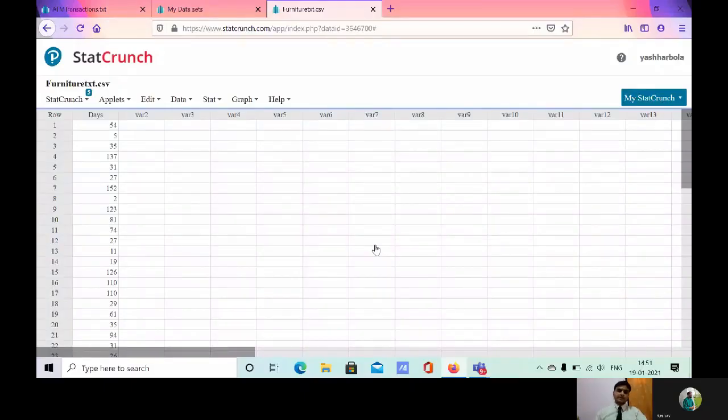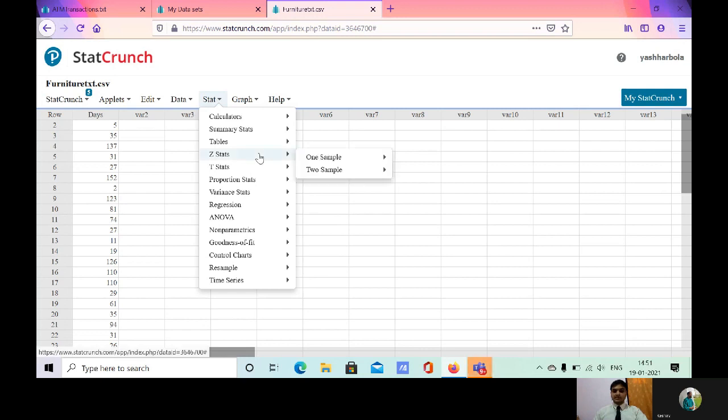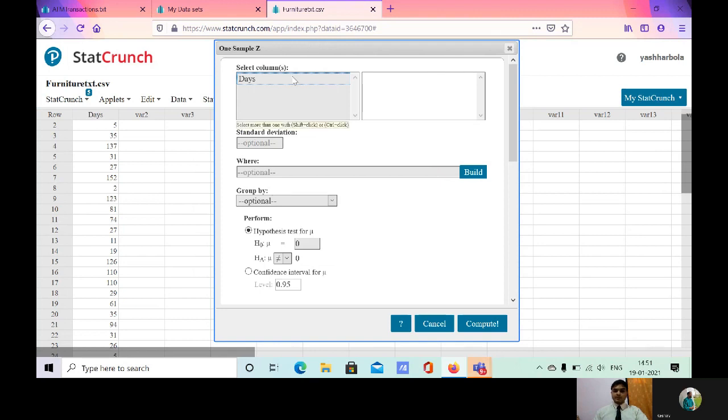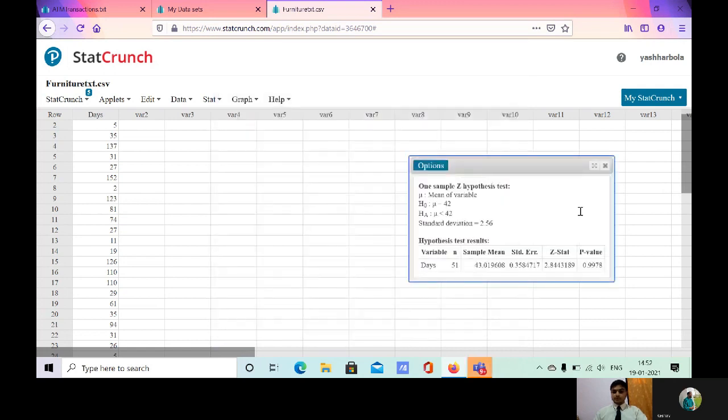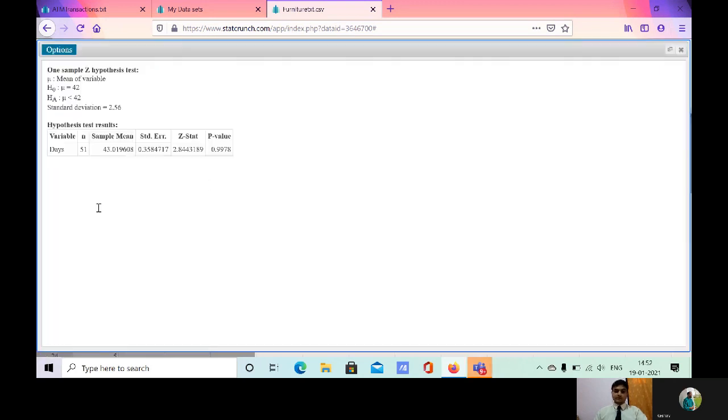Chapter 9 of Pearson MyLab, and the population mean of this data is 42. The first thing we'll do is select Z Stats, then one sample with data. We'll be shifting the data. The standard deviation we know is 2.56, and our population mean is 42. Right now we'll be doing a left side one tail test, so we'll select this one and compute. So this is our first inference of the left side one tail test.